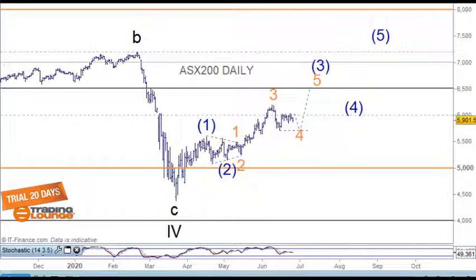We'll cover the ASX and we'll look at CBA and ANZ for short trades. This market is different from the US markets where we're looking at a different count, but it's a good idea to have a look at the S&P 500 count as well, because this market will follow the same count down here.